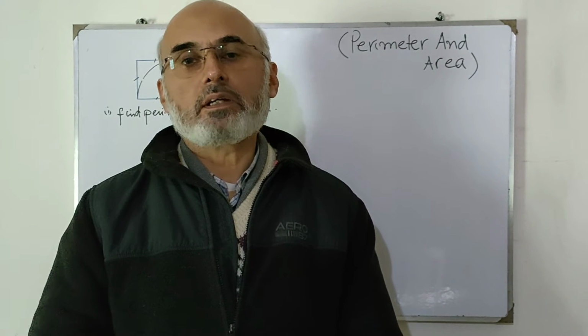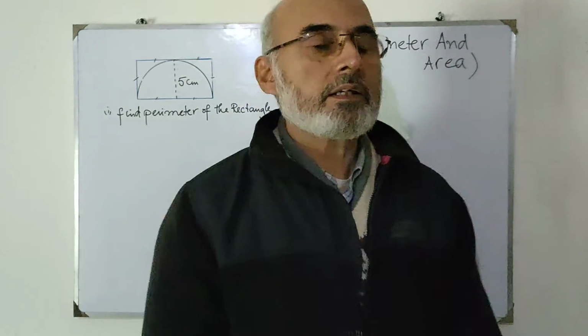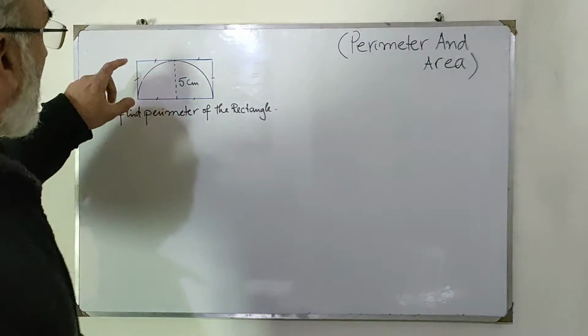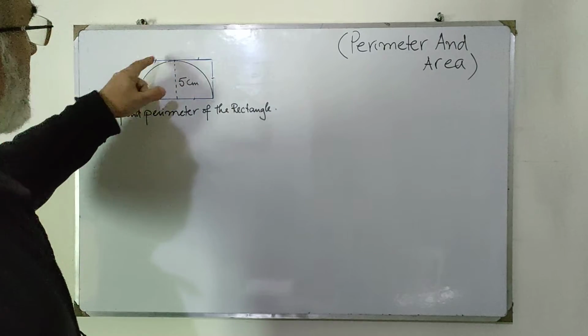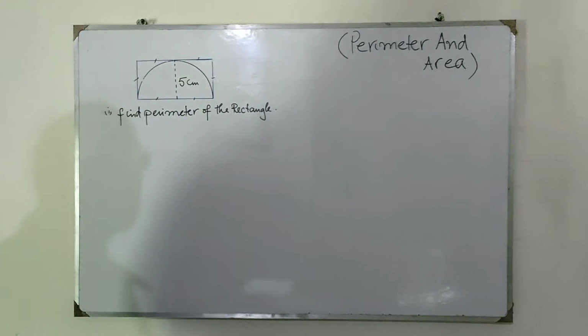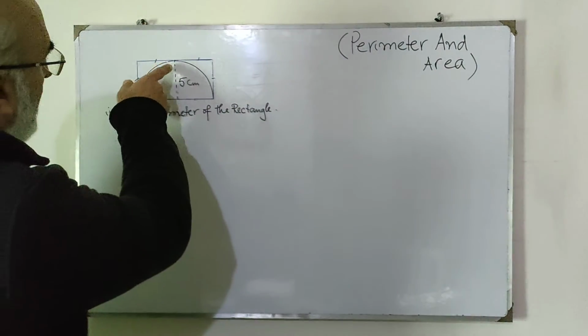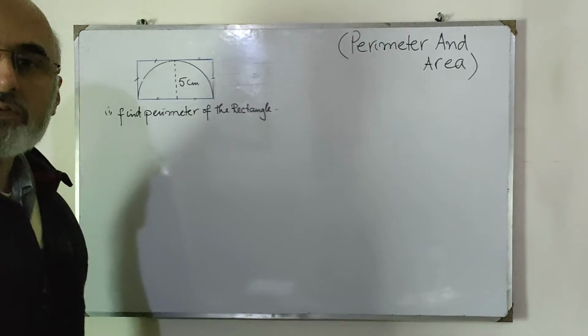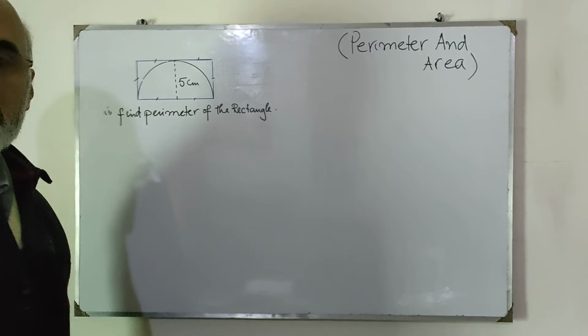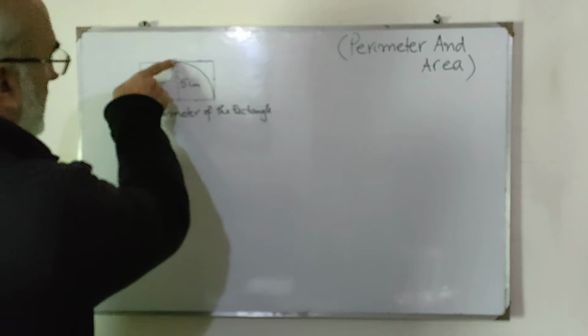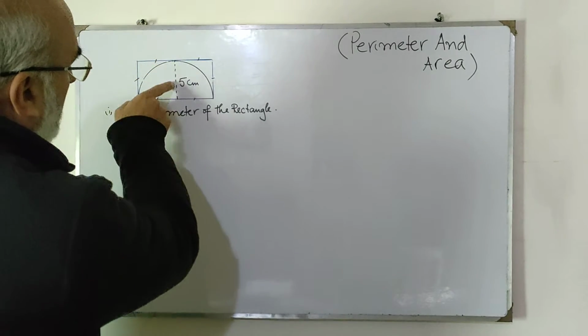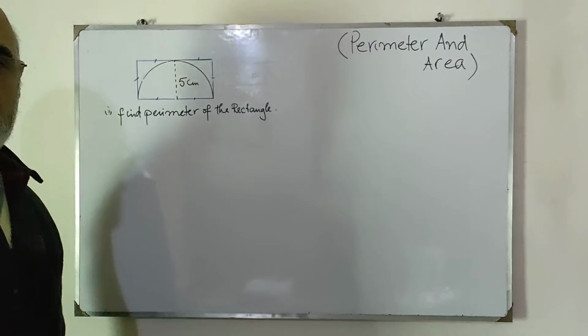We are doing perimeters and area of plane figures, and in the last session we calculated area of the rectangular field and the path. So let's continue. Today we have a rectangle, and within this rectangle we have a semicircle, and the radius of this semicircle is 5 centimeters. Suppose this is the radius and this is 5 centimeters.